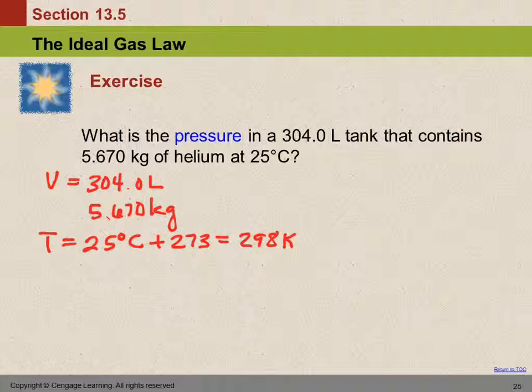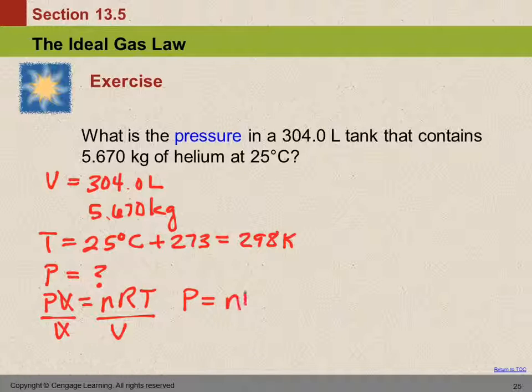And you're like, okay, that's a mass. Kilograms is a mass. And what are they asking? They're asking for the pressure. So the pressure is the question mark. Well, I've got PV equals nRT. I want the pressure, so I need to divide by volume. My equation is pressure equals nRT over V.